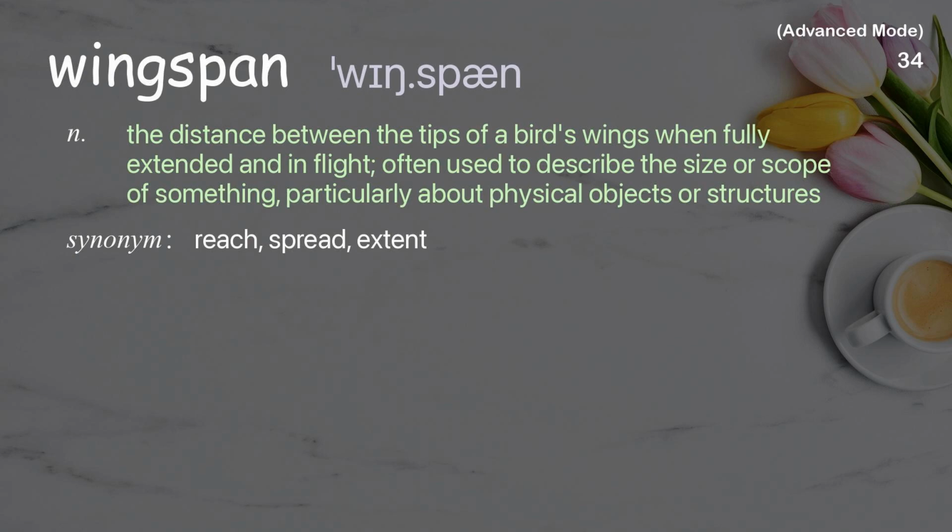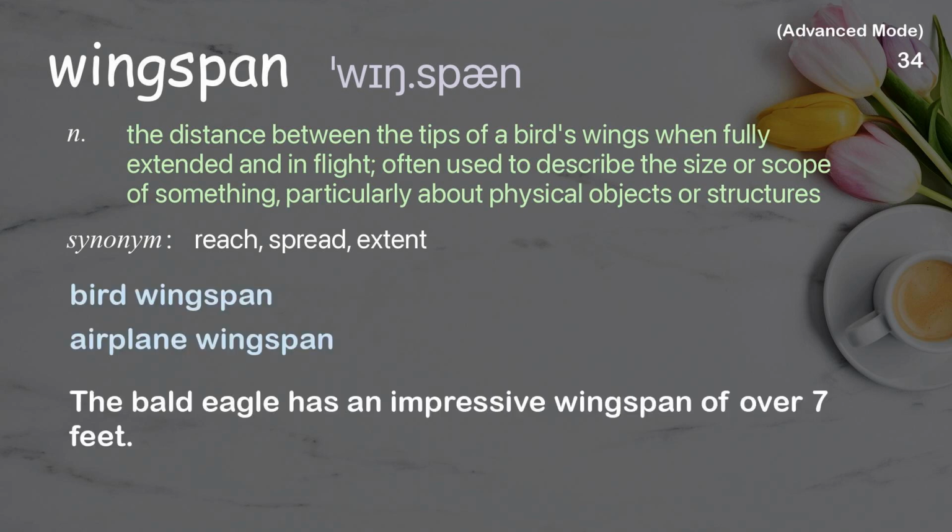Wingspan. The distance between the tips of a bird's wings when fully extended and in flight, often used to describe the size or scope of something, particularly about physical objects or structures. Examples: Bird wingspan, airplane wingspan. The bald eagle has an impressive wingspan of over 7 feet.